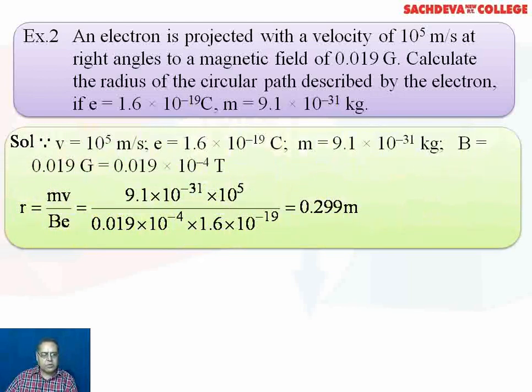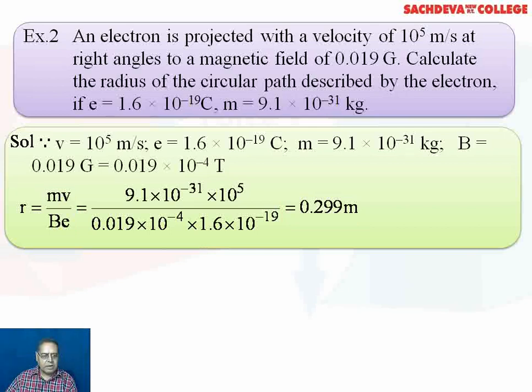Now the solution to the question: velocity is 10 to the power 5 meters per second, e is known, m is known, B is 0.019 Gauss. It is converted into Tesla because 1 Gauss is 10 to the power minus 4 Tesla. In the equation, R is equal to mv over Be, compute the values, and the value will come as 0.299 meters. It is an approximation, 0.3 meters.